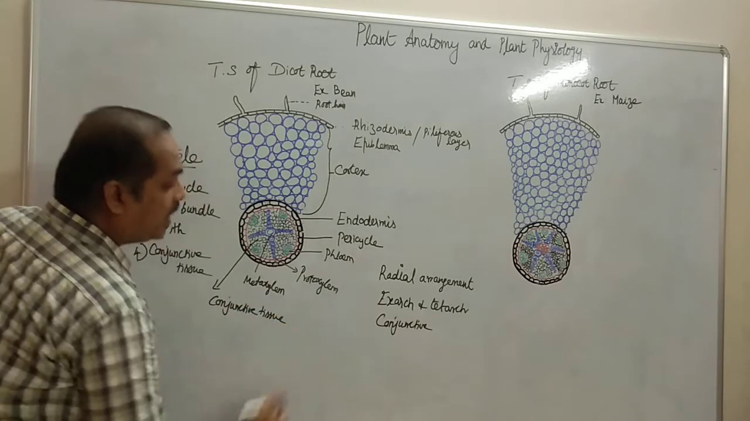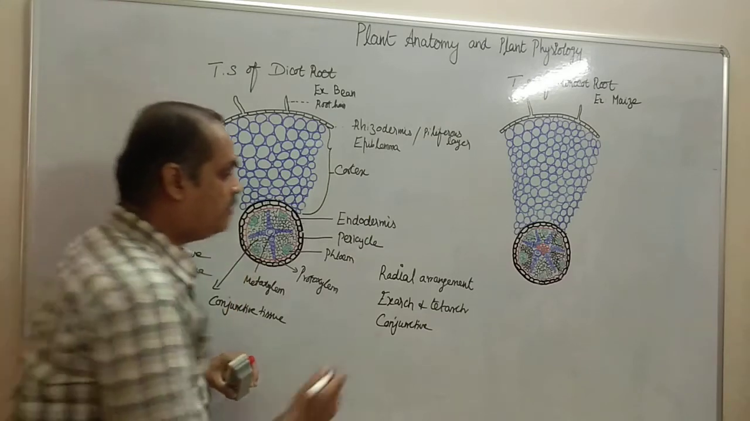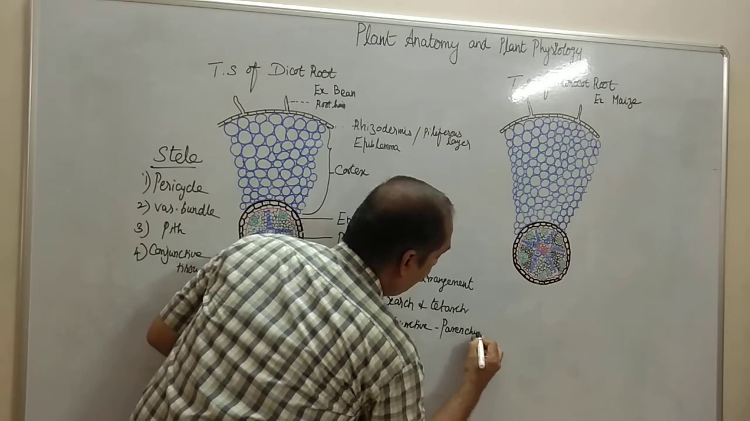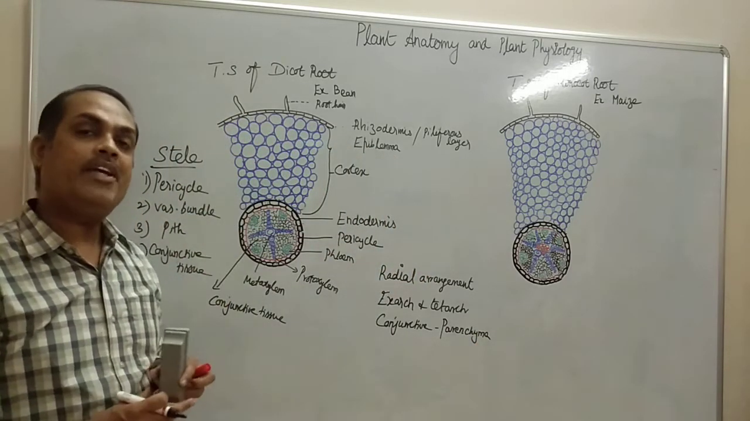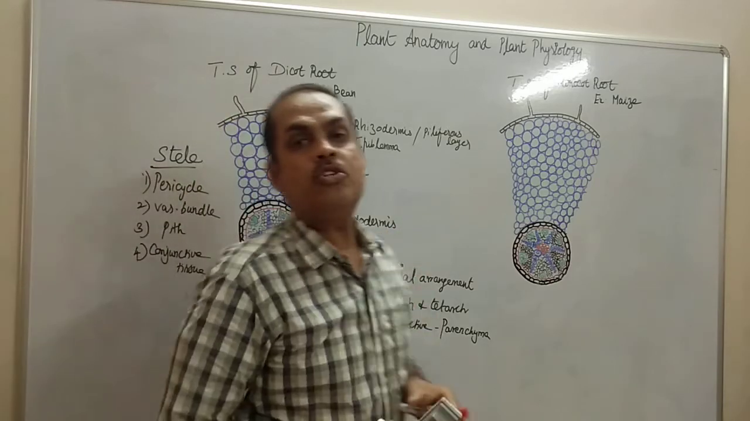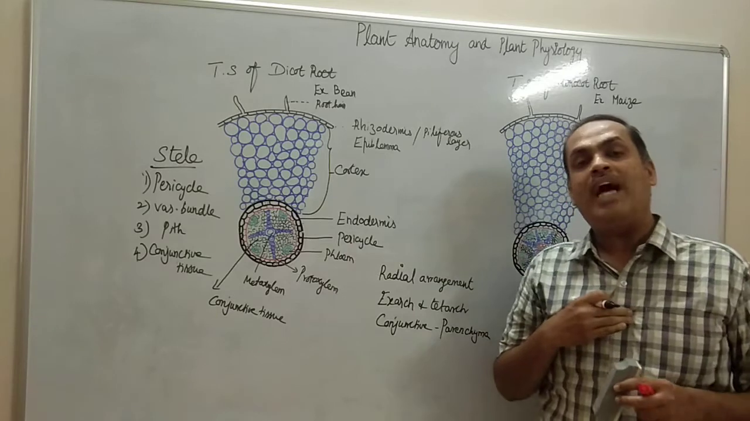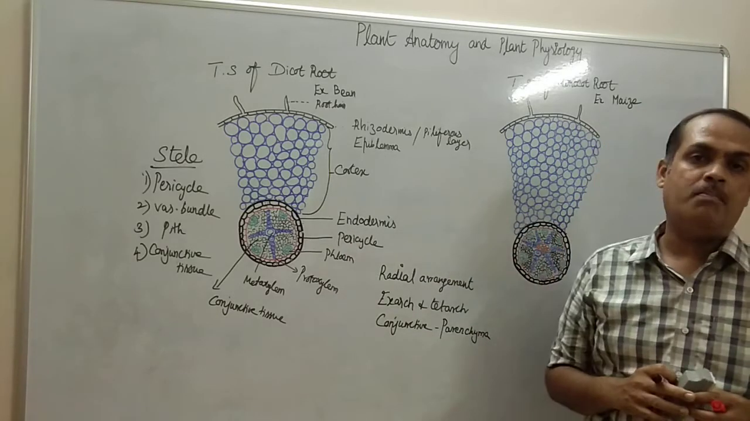So here the conjunctive tissue in the dicot root is made up of parenchyma. So that's all about the internal structure of the dicot root. Here I have also drawn the structure of the monocot root. Both dicot root and monocot root are more or less similar except for the vascular bundles.